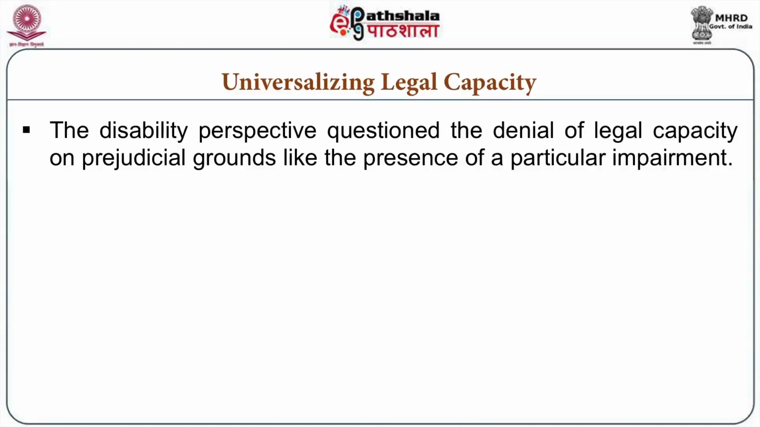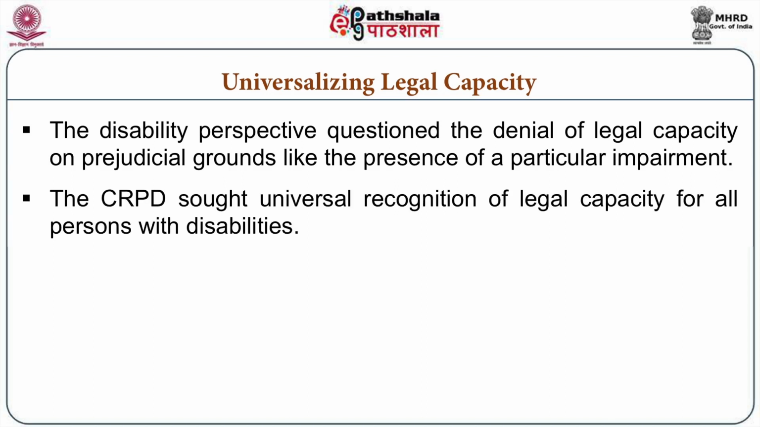So let's talk about then the disability perspective on legal capacity. What has happened with the introduction of the disability perspective is that the denial of legal capacity on prejudicial grounds, like the presence of a particular impairment, has been challenged in law. The CRPD sought universal recognition of legal capacity for all persons with disabilities. So rather than having this prior condition of assuming that people with disabilities have no legal capacity unless they can prove that they do, this has been inverted through the disability perspective so that everyone through the CRPD is assumed to have legal capacity unless they prove that they do not.